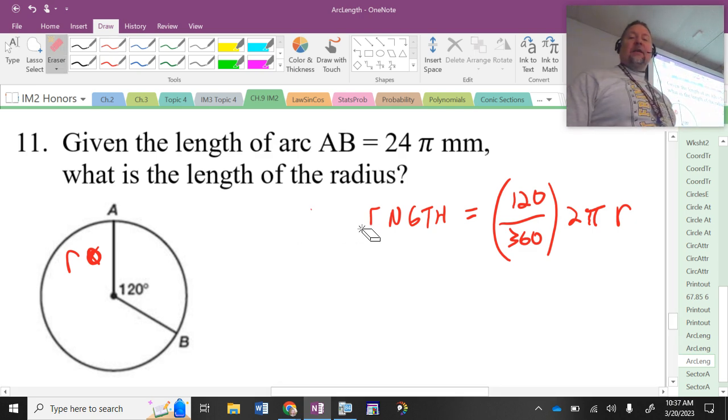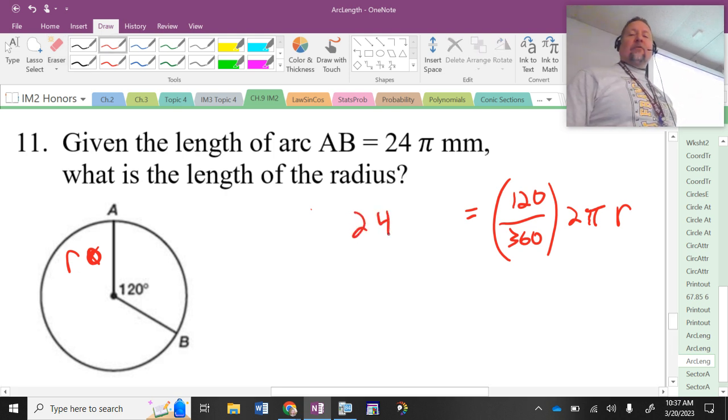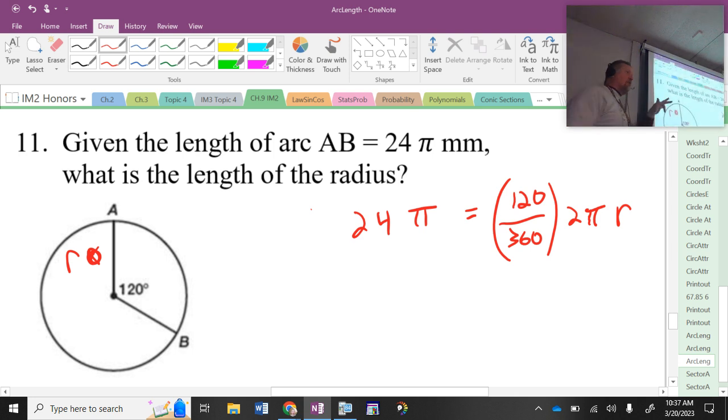Oh, and they give me the arc length. So let's be a little bit practical and put 24 pi here. So the arc length is given. All this is a question where you find the unknown. So you put in the parts that are given, in this case the arc length, and then go ahead and find the unknown through solving.